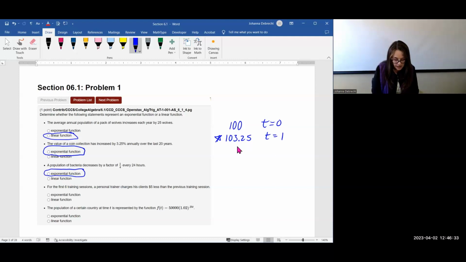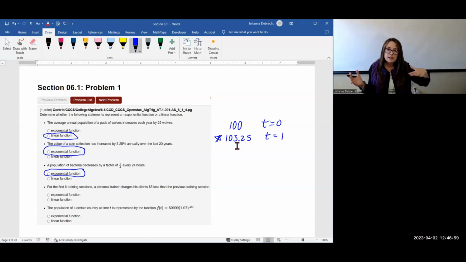Now, the next one says, for the first 6 training sessions, a personal trainer charges his clients $5 less than the previous training session. So let's just pretend that I have no idea. Let's say that he charges $80 an hour. So at time equals 0, the very first session, it's 80. And then the next one will be 75. And then the next one will be 70.